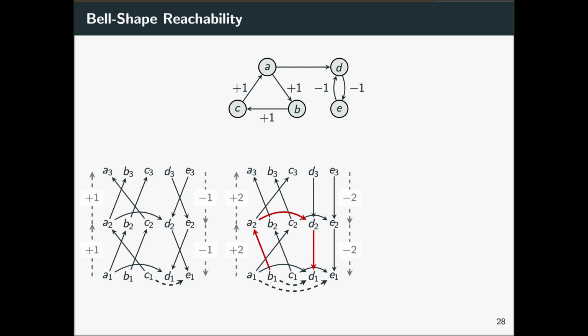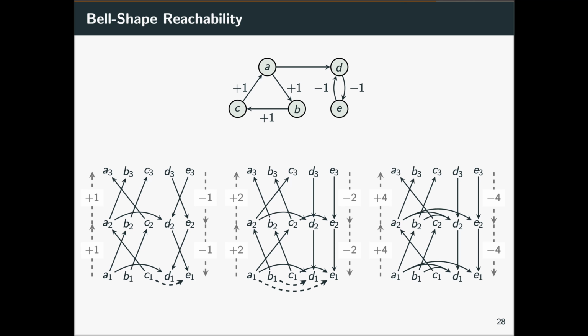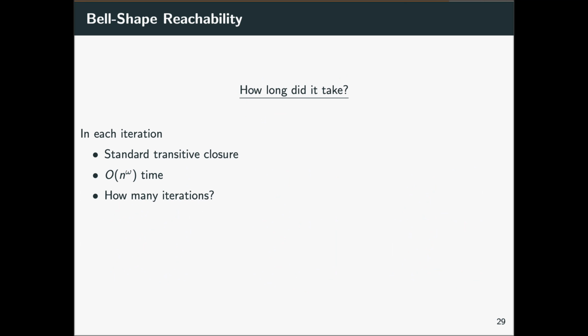Repeating this one more time, the layers of the graph now correspond to jumps of the counter by 4 units and so on. In the end, we have computed all bell-shaped reachability. So how long does this computation take? In each iteration, we perform a standard transitive closure, which takes n to the omega time asymptotically. Now, how many iterations do we have to perform to capture all bell-shaped paths?